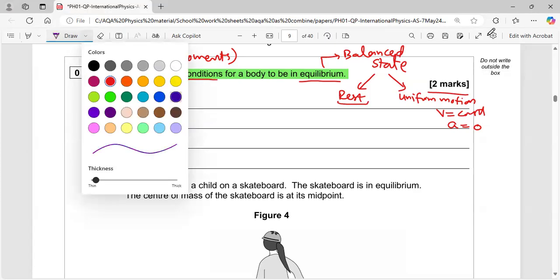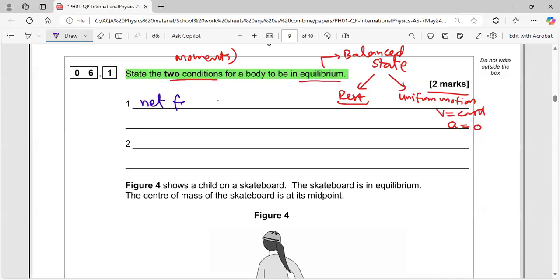The first condition is that the net force acting on the object should be zero. The net force means resultant force. So you can write a sentence that the resultant force acting on the object should be zero, or you can write net force equal to zero. Remember, net or resultant both have the same meaning. The next is net moment acting on the object should be zero. So some people can write sum of anti-clockwise moments should be equal to the clockwise moments, or the other version can be resultant moment acting on the object should be zero, or there should be no resultant moment acting about the point.